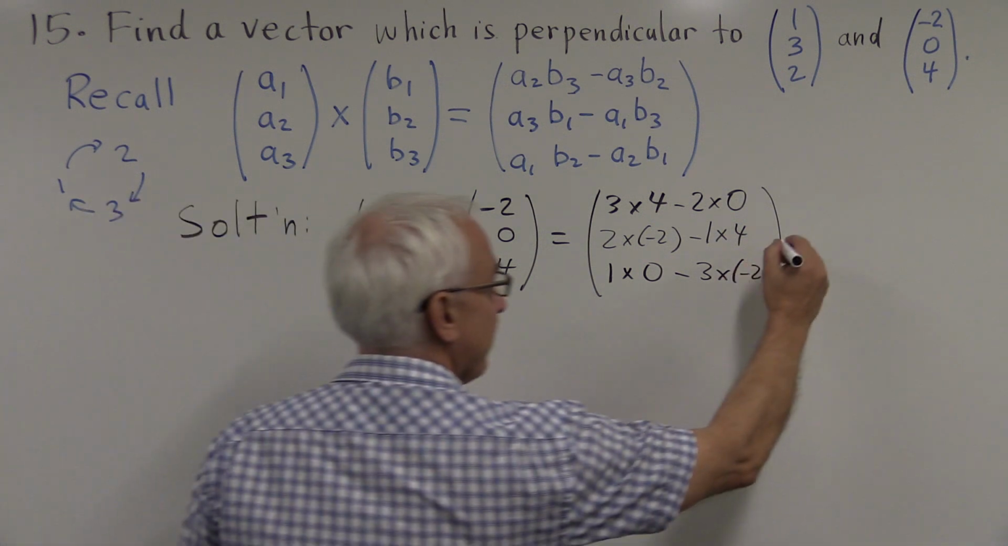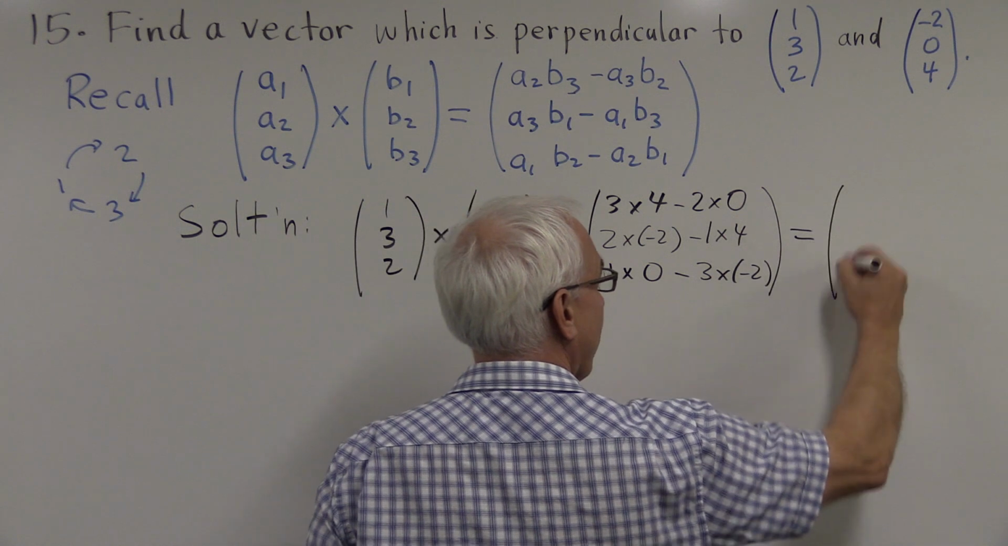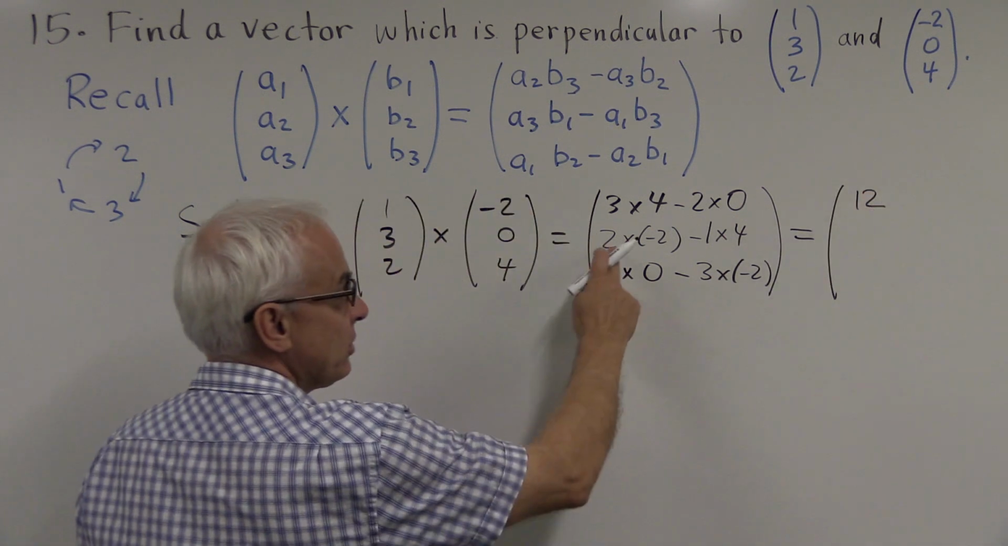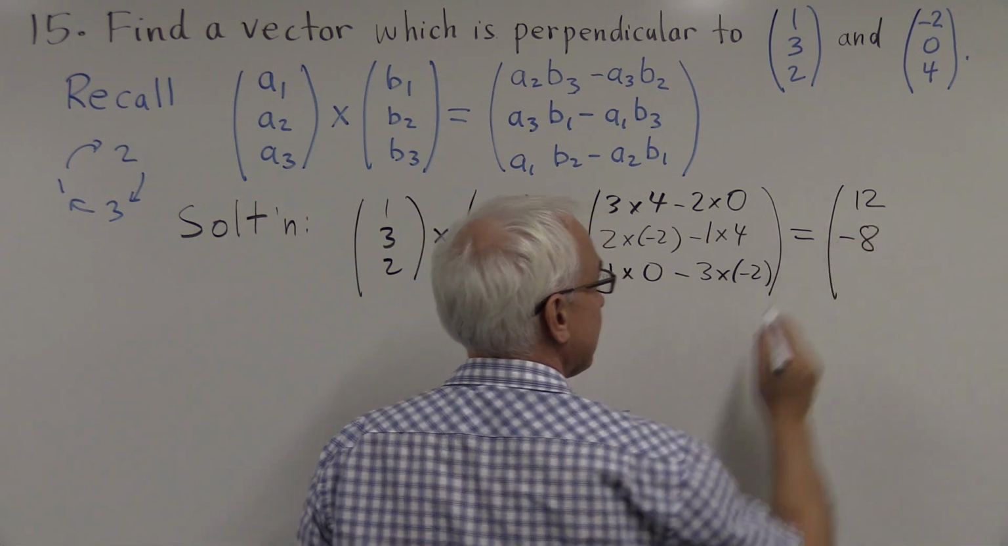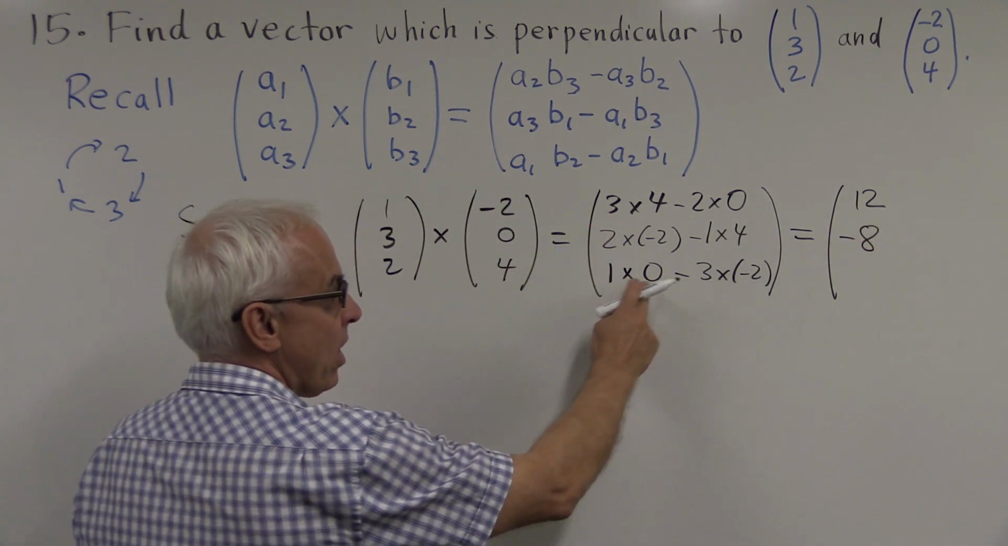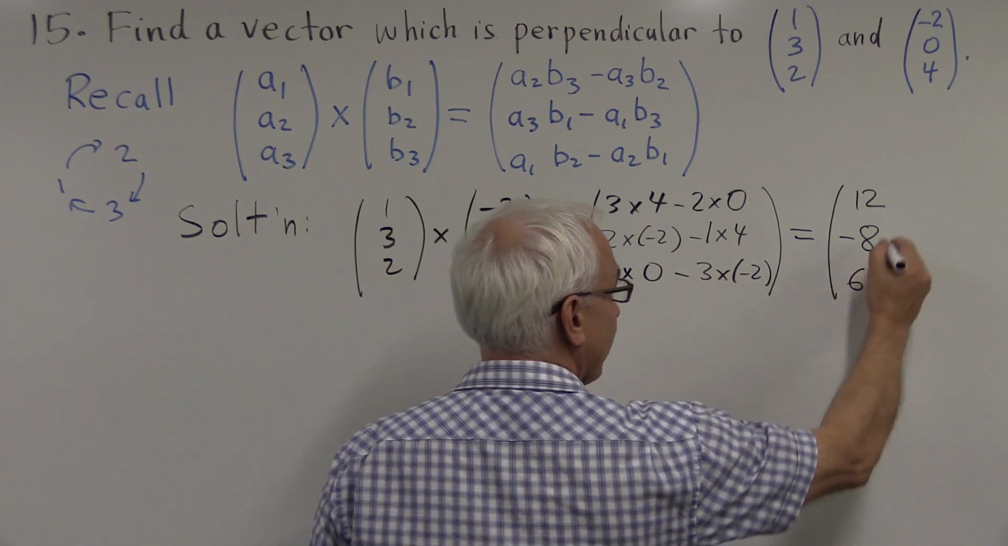So what do we get when we evaluate that? 3 times 4 is 12, minus 0 is 12. 2 times minus 2 is minus 4, minus another 4 is minus 8. And then 1 times 0 is 0, minus 3 times minus 2 for a total of 6.